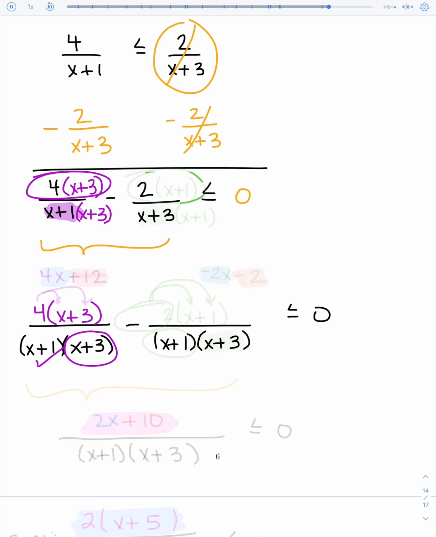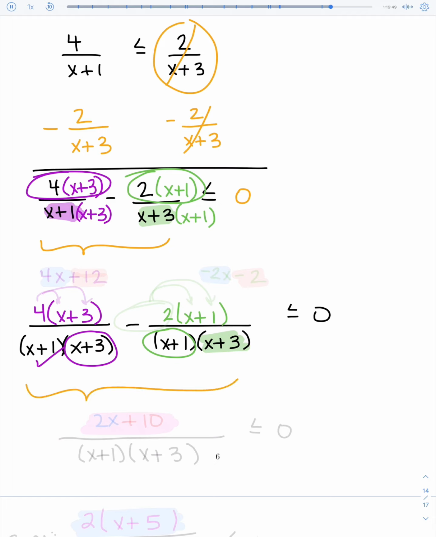Okay, next one. Let's see, it already has the x plus 3 on it. So that means it's missing the x plus 1. So I need to multiply the bottom by an x plus 1, but then I have to multiply the top by an x plus 1. But then now I have a 2 times x plus 1 on top. I am getting closer and closer. Now, in order to put these two fractions together, they had to have a common denominator. We're there. We have a common denominator.